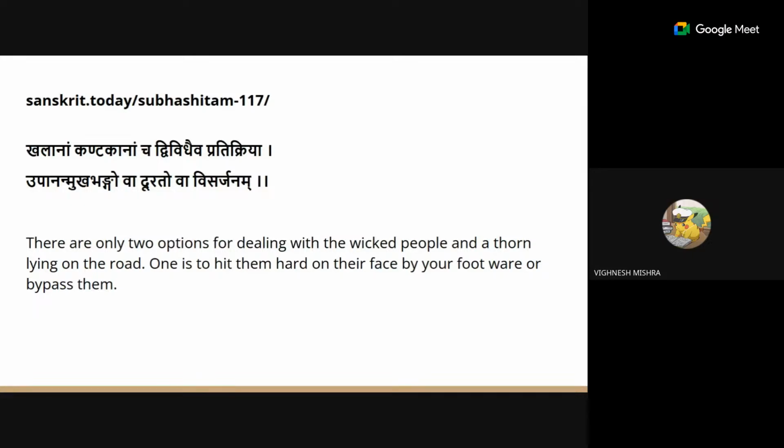Yes, Sri Devi. There are only two options for dealing with the wicked people and the thorn lying on the road. One is to hit them hard on their face with your footwear or bypass them. Yes. So you can see that this is very similar to the pearls of wisdom that many have studied, as was the question asked. Yes. So I'd also like to recite once, and then you guys can also recite.